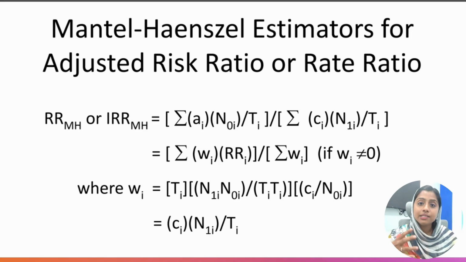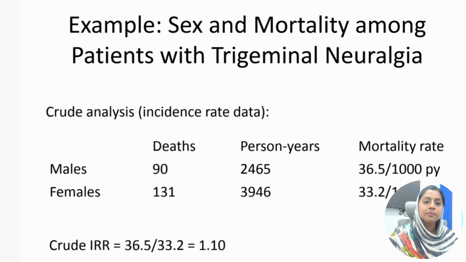Mantel-Haenszel estimation is a type of method that is again used for stratified analysis. I'm not going into the details, but if you see this, it means they have taken the confounder into consideration and have done a stratified analysis.